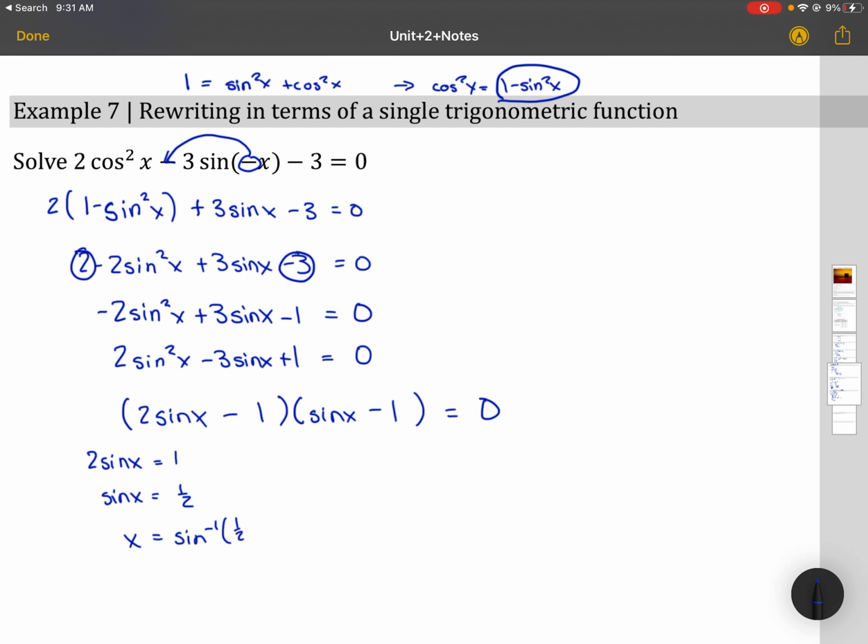And so x is going to equal sine inverse of a half. So x equals pi divided by 6.